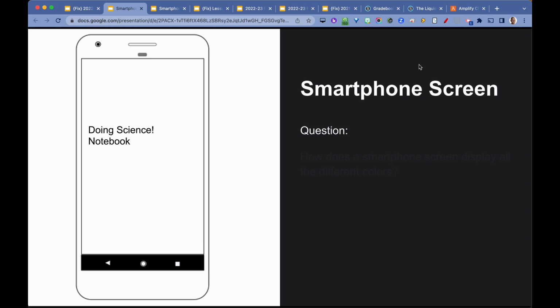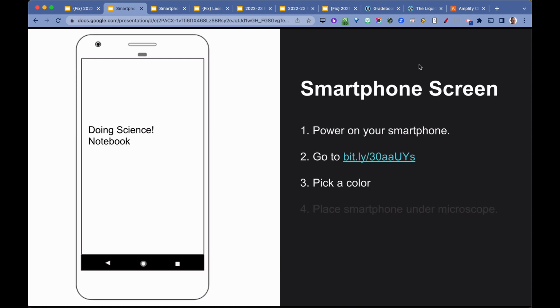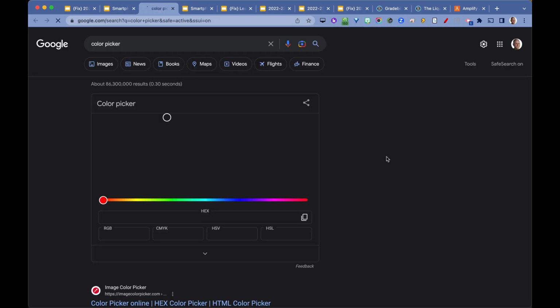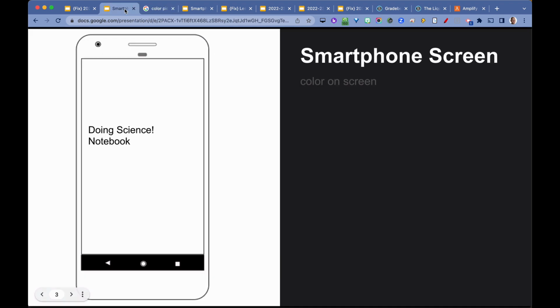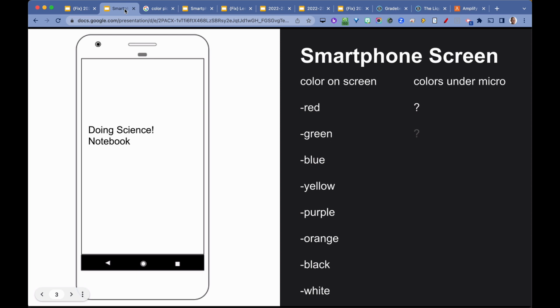With this activity, we wanted to answer the question, how does a smartphone screen display all of its different colors? And so students actually looked at their smartphones underneath a microscope. What they did is they picked a color, and for each color they picked, they looked at that color underneath the microscope. They looked at all the different main colors and what colors they actually see under the microscope.